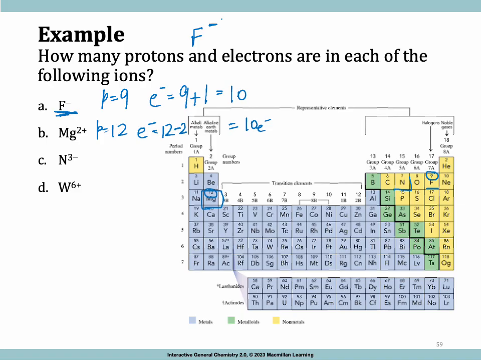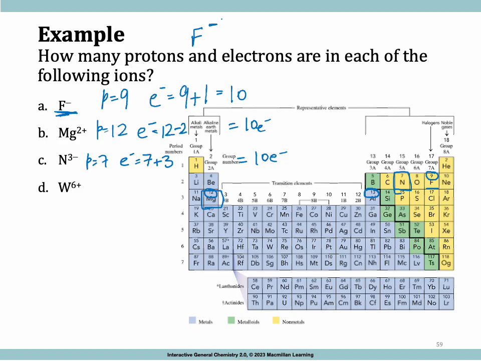N3 minus. N is right here. So 7. Protons is 7. Electrons is 7 if it was N. But it is 3 minus, so it has 3 more negative ones. 10 electrons. W6 plus. So same thing. You keep going. You can find charges from any of these elements. The important thing to remember here is the number of protons is given by this number on top, the atomic number, that never changes. The number of electrons in a neutral atom would be this, but it would change if you add or remove electrons from it.